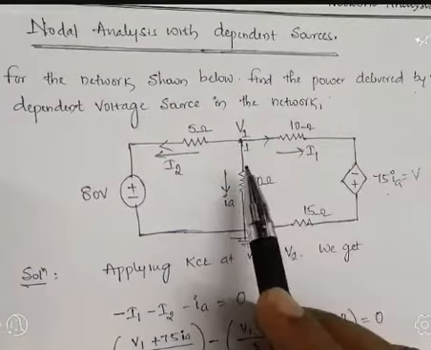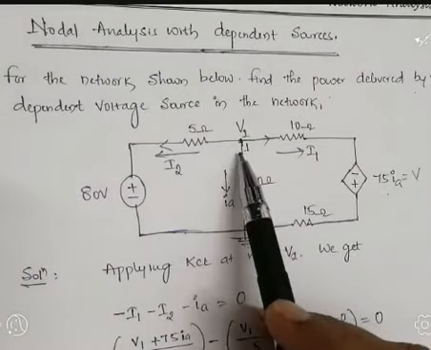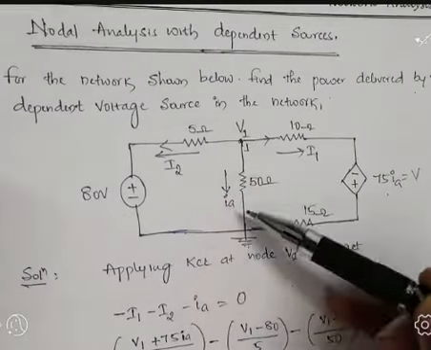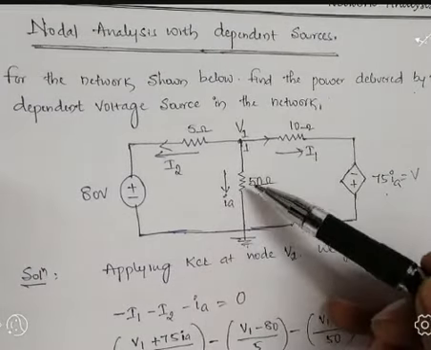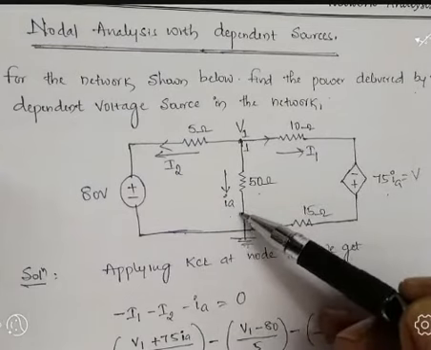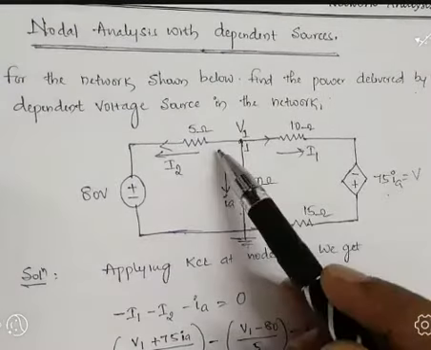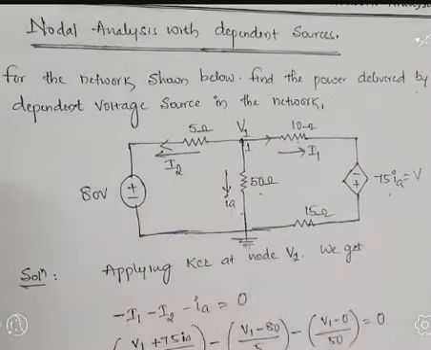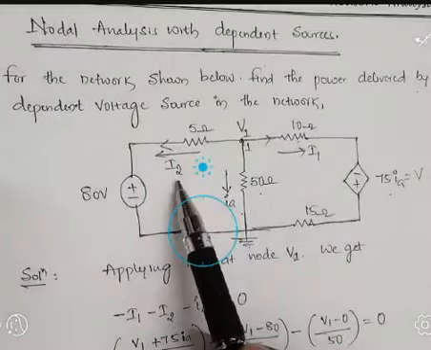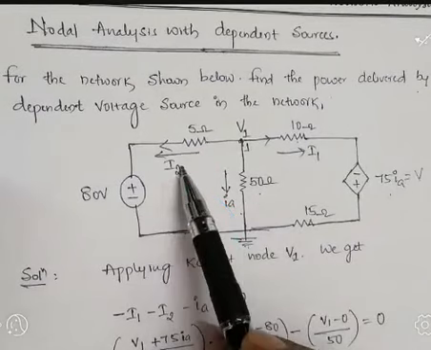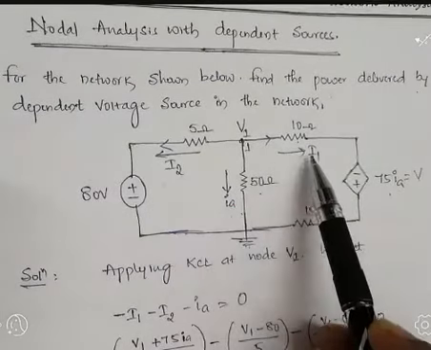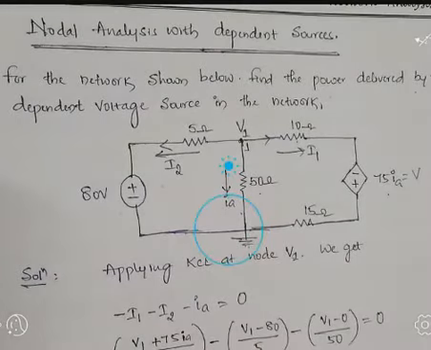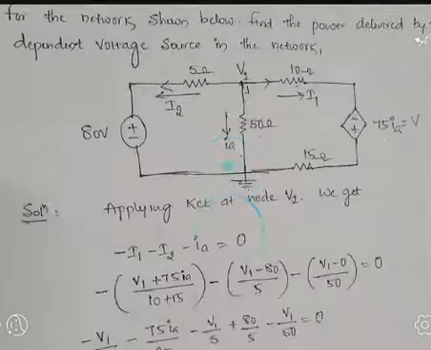Before applying the KCL at this node, I am going to represent the currents with respect to this node. Through this branch, the 50 ohm resistance branch, current IA is flowing. We are left with these two branches. Through this branch, I will represent current I2 flowing, moving away from the node. And one more current, represented as I1, is moving away from the node V1. Now apply the KCL at node V1.